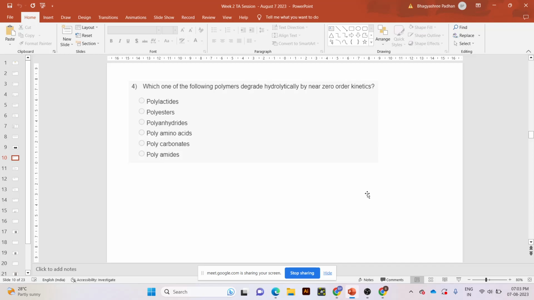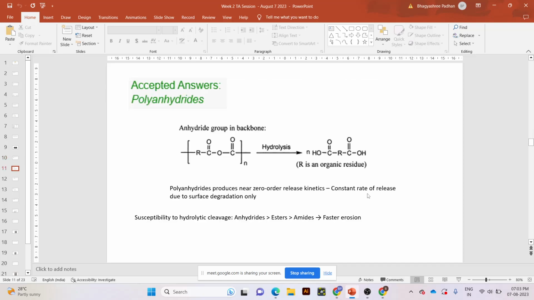Okay, which one of the following polymers degrade hydrolytically by near zero order kinetics? The option will be polyanhydrides. Polyanhydrides produce near zero order release kinetics with a constant rate of release due to surface degradation. The susceptibility to hydrolytic cleavage of different bonds is as follows: anhydrides are greater than esters, which are greater than amides. So anhydrides will have faster erosion compared to esters and amides.